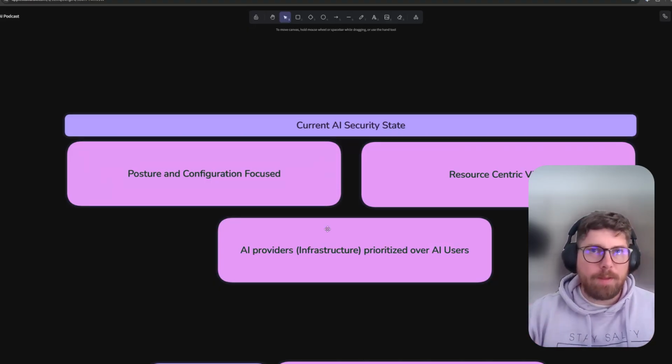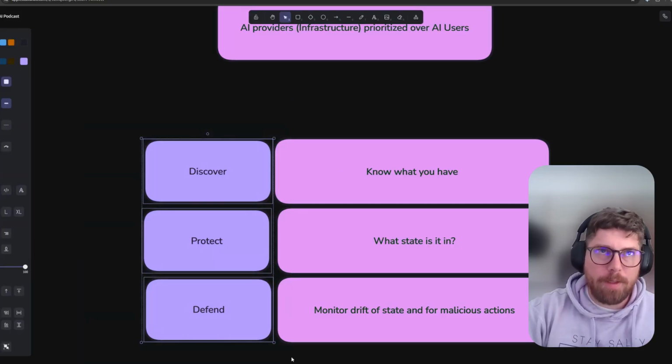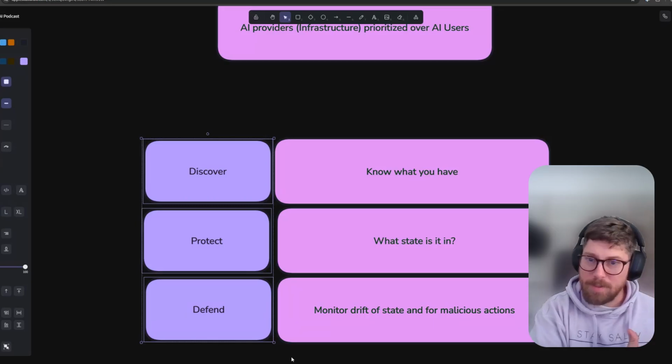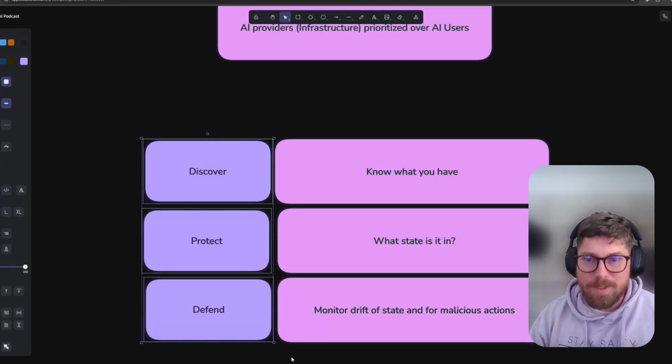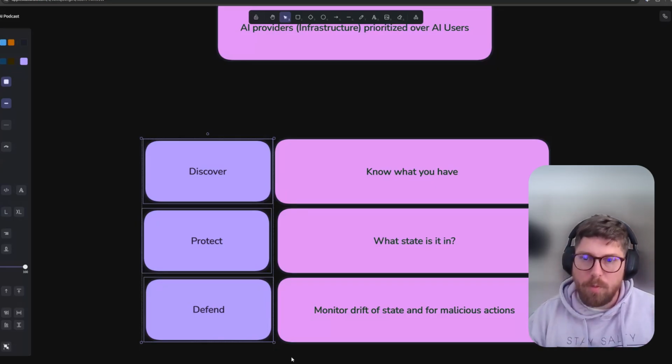The way we break things down on the Permiso side is we have three pillars in our product: discover, protect, and defend. You may recognize from the previous segment, where we went over the NIST framework, that it's not terribly different from how NIST defines theirs. They have map, measure, and manage, which is actually pretty similar to what we're doing.